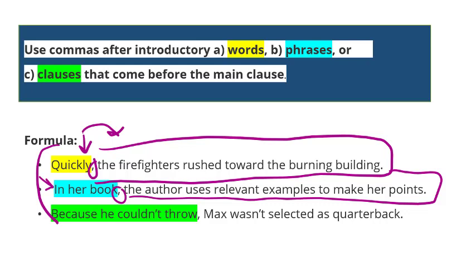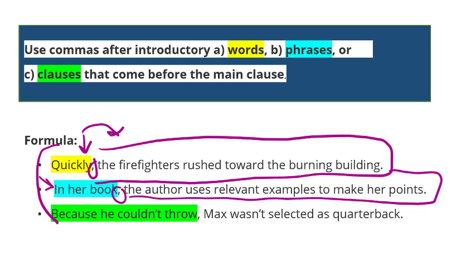Now, phrases can be inserted in all different spots within a sentence, but we're only going to highlight the phrases that come at the beginning of a sentence. And when they do, the comma is always necessary after. Finally, we have the clauses. These are called dependent clauses.